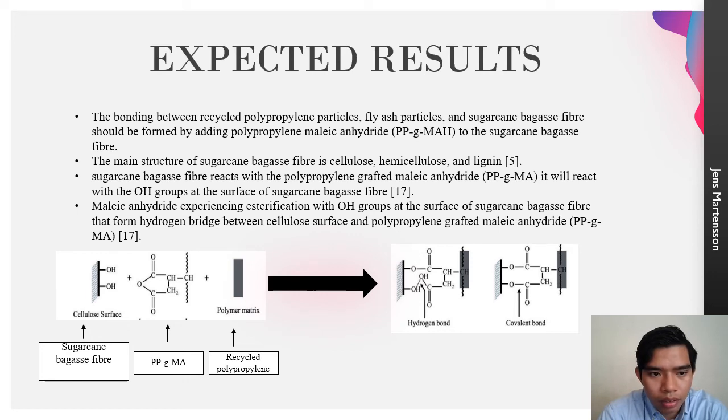For the expected result, the bonding between recycled PP, fly ash, and sugarcane bagasse fiber particles should be formed by adding PP grafted maleic anhydride. The main structure of sugarcane bagasse fiber is cellulose, hemicellulose, and lignin. So, at the surface of cellulose, it has the hydroxyl group that, when reacting with polypropylene grafted maleic anhydride, will experience esterification that will form the hydrogen bridge between the cellulose surface and polypropylene grafted maleic anhydride.